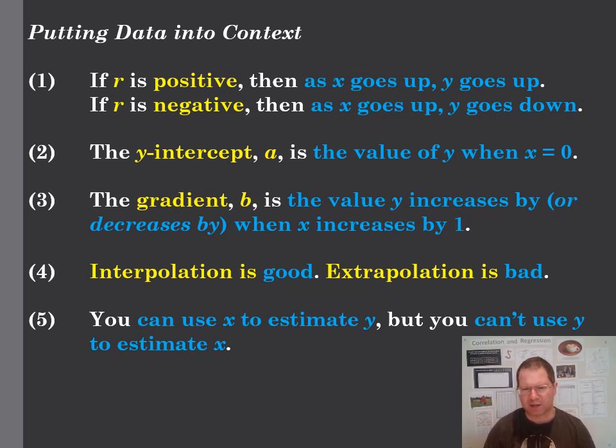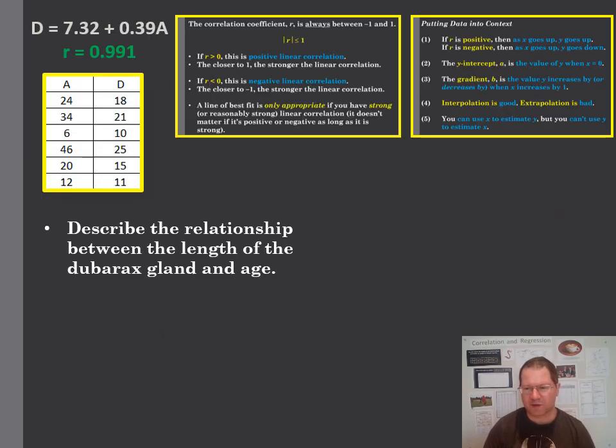Extrapolation is when we're looking at values outside of the data range, which has to come with a health warning. And then number 5, you can use X to estimate Y, but you can't use Y to estimate X. We'll see an example of that in a minute. So we're just going to finish off with a few questions related to this.